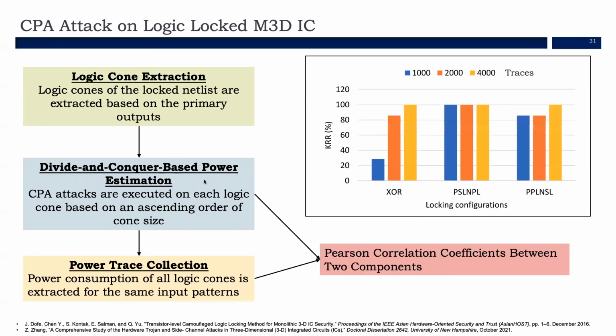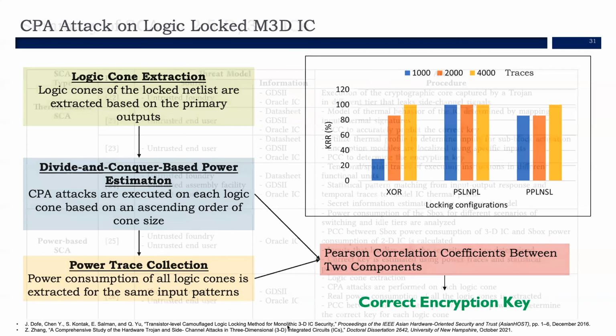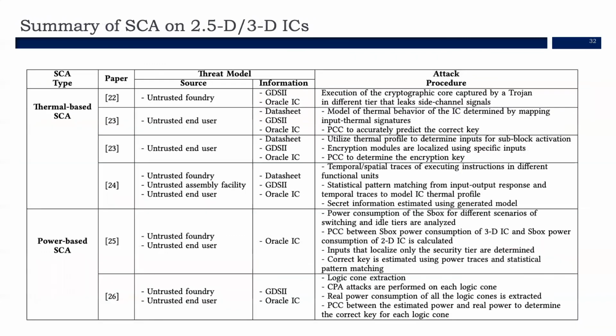Now, correlating the estimated power with the collected power, the Pearson correlation coefficient is determined, and using the PCC, the correct encryption key is obtained. The further information and the results are provided in the paper shown below. So this is the brief summary of these different side channel analyses on 2.5D and 3D ICs, and much more information is provided in the paper.